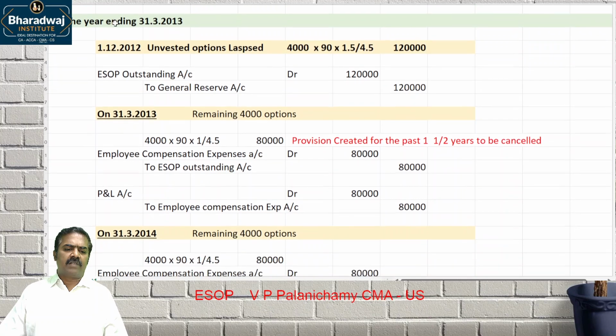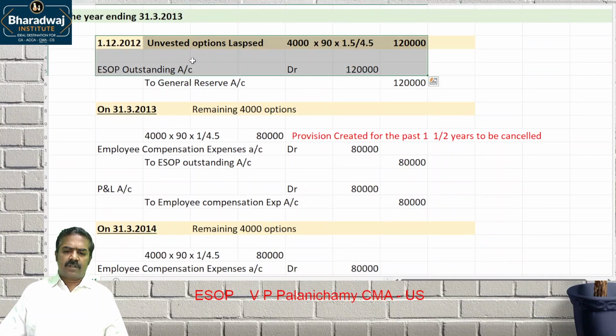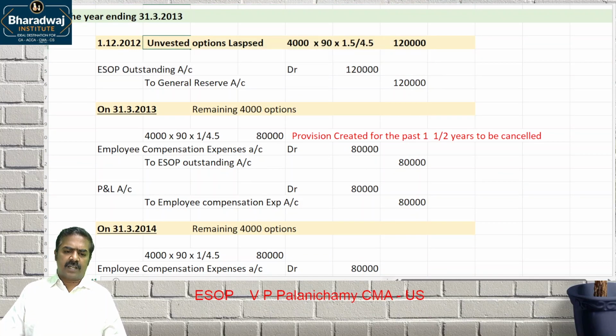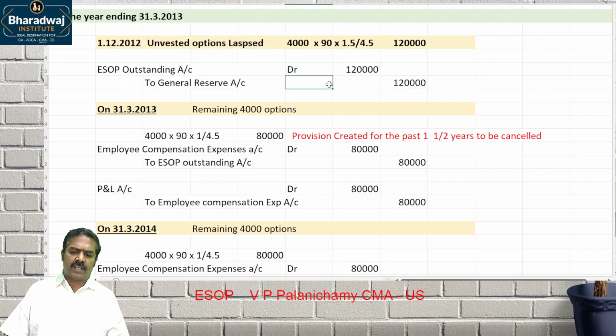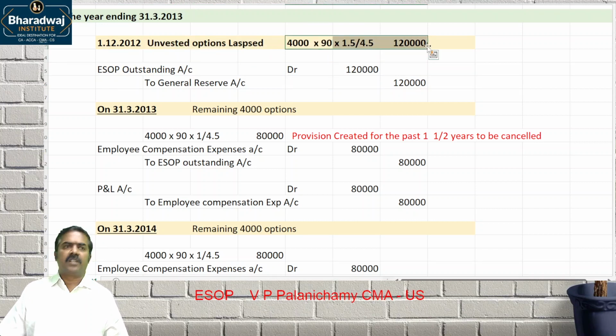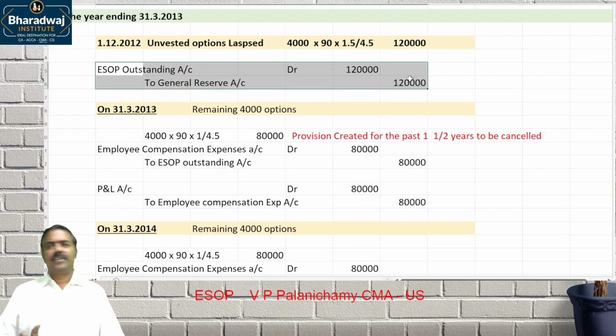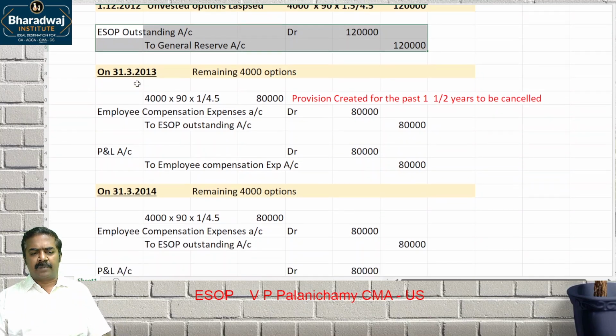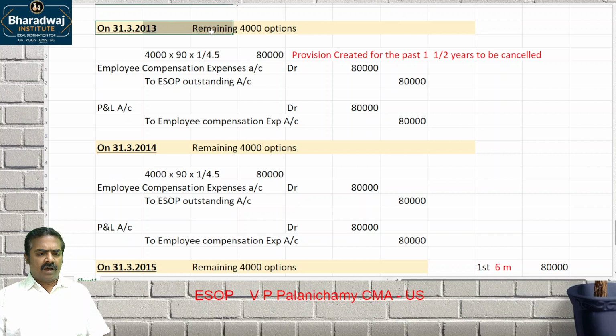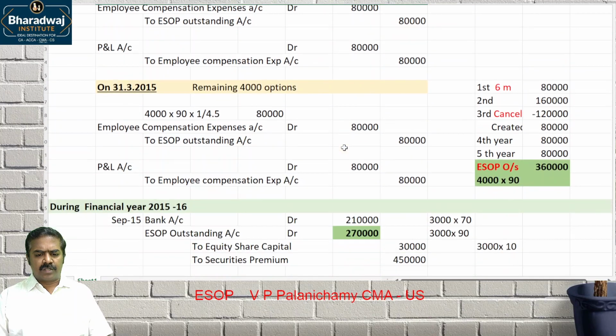Before the end of the next year, how many options lapsed? 4,000 unvested options lapsed. Cancel the provision that was created. Having known clearly that these options are not exercisable, maintaining a provision is not proper or fair. So cancel that particular provision to general reserve. Then on 31st March 2013, based on the remaining options, we create a provision.